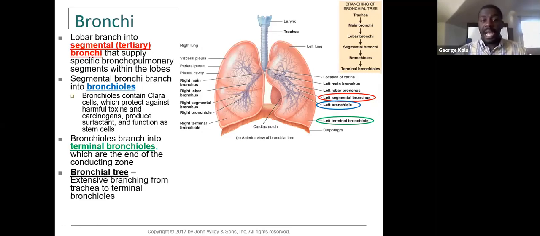Okay. And so this very extensive branching from the bronchi all the way down to the terminal bronchioles is what we refer to as the bronchial tree. This entire structure is the bronchial tree, and it looks like a tree if you look at it upside down. Here you have all the branches and the leaves, or you can imagine where the leaves would be, with the trunk being the trachea here. Okay. So this would be your bronchial tree.